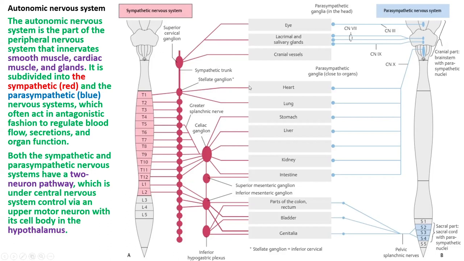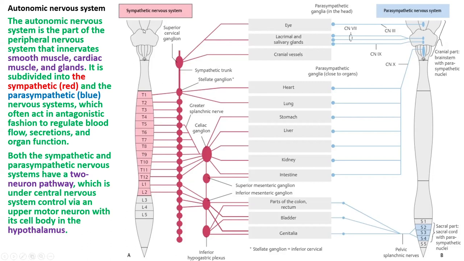For example, the cardiac nerves affecting the heart increase the rate and increase the heart contraction, while the parasympathetic has the opposite effect, decreasing the heart rate and decreasing the intensity of the contraction of the cardiac muscle. Vice versa, for example in the eye, the sympathetic dilates the diameter of the pupil, which is called mydriasis, and the parasympathetic constricts the diameter of the pupil, which is called miosis.